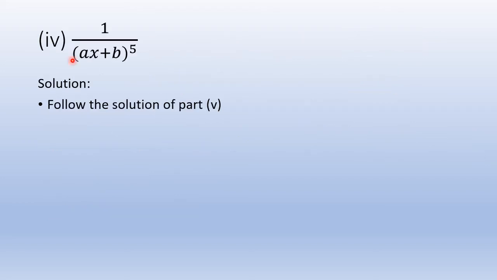Next question: 1 by (ax plus b) to the power 5. What is written here? Follow the solution of part 5. In fact, these two questions, part 4 and part 5, are almost similar. So I'm going to solve part 5 for you, and you may follow that solution and take help from it to solve part 4.